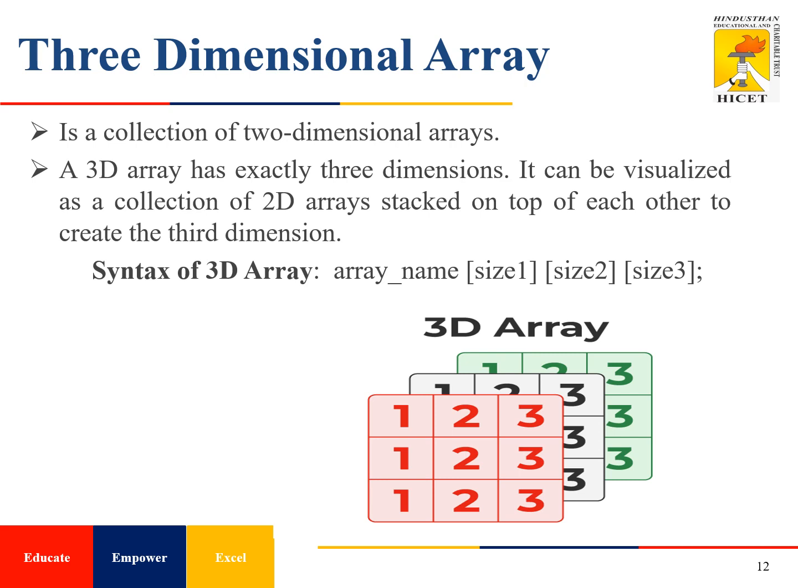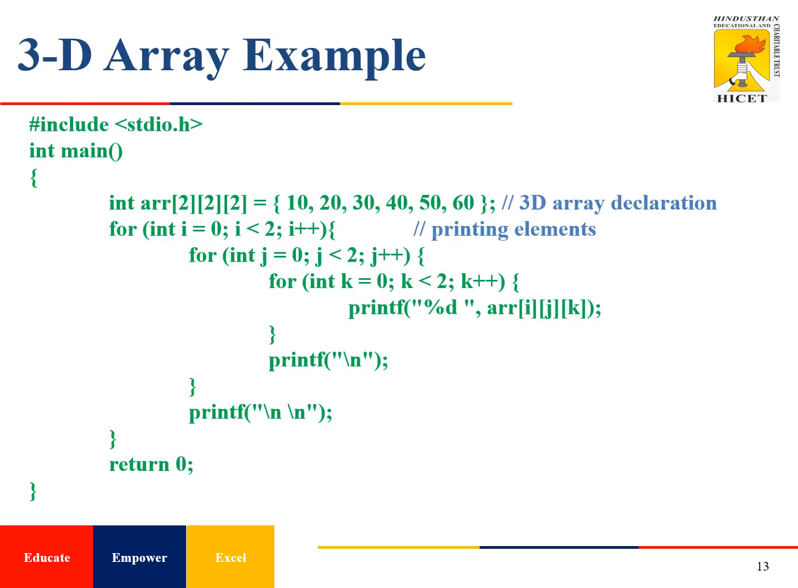A three-dimensional array is nothing but a collection of two-dimensional arrays. It has the syntax of array name, size 1, size 2, and size 3. We need to assign 3 sizes. That is what makes it three-dimensional. This is an example program of a three-dimensional array. I'm declaring an array with 3 sizes, 2, 2, 2, and the elements in that array are 10, 20, 30, 40, 50, 60, and so on. The 3D array declaration is over. I'm printing those elements in that array, and I'm mentioning the index as I, J, and K.